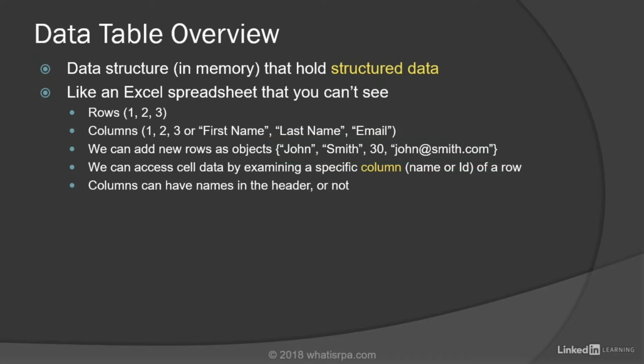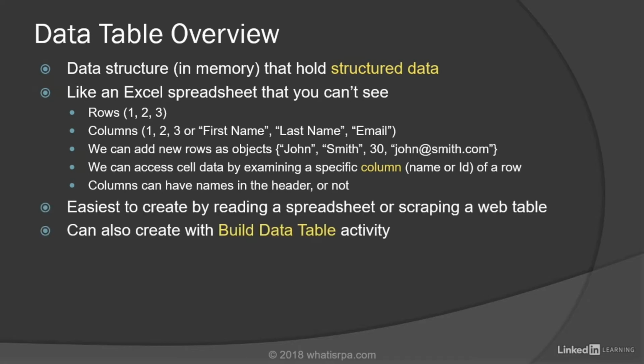We can access cell data by examining a specific column of a row. And like I mentioned above, that column can be referenced by its name or an ID. It's often easier to access data from the cells when the columns do have names. It's easiest to create a data table by reading an Excel spreadsheet or by scraping a web table, but we'll be covering that in another section.